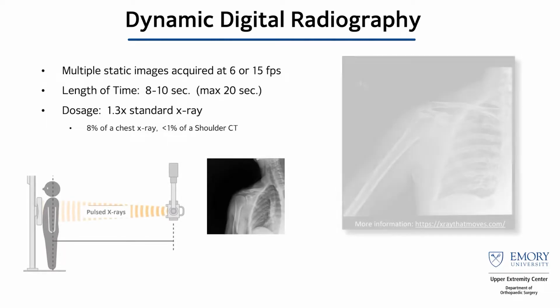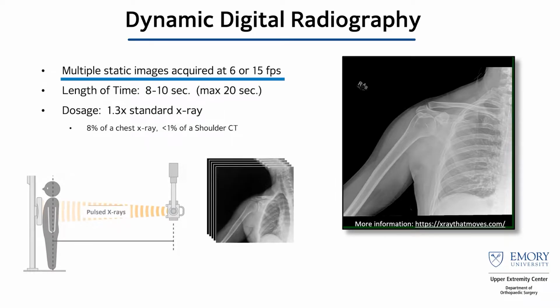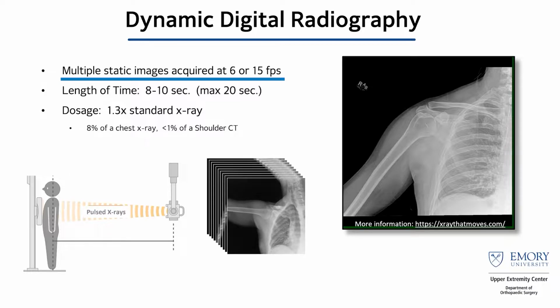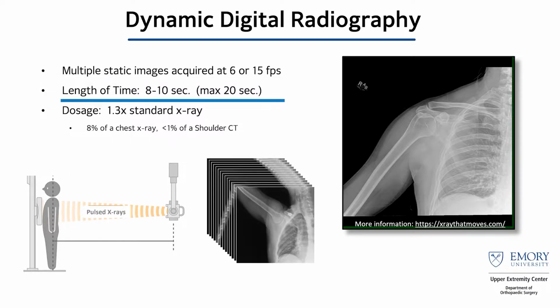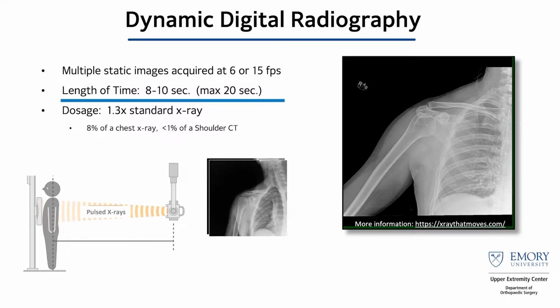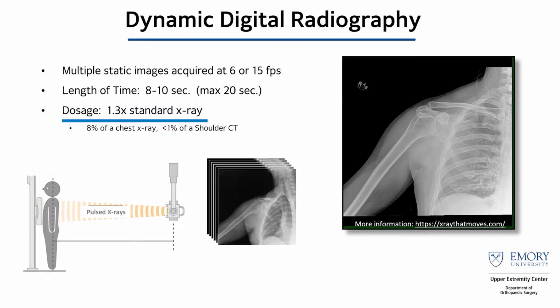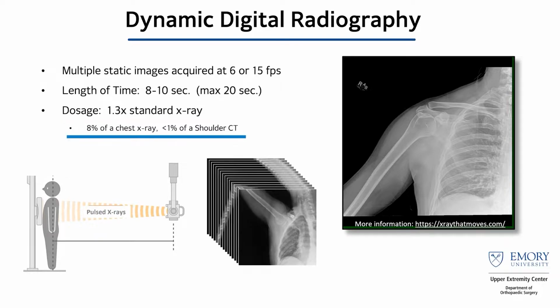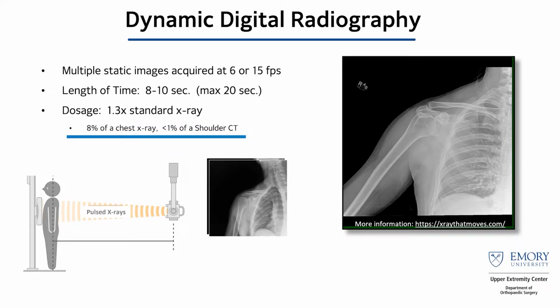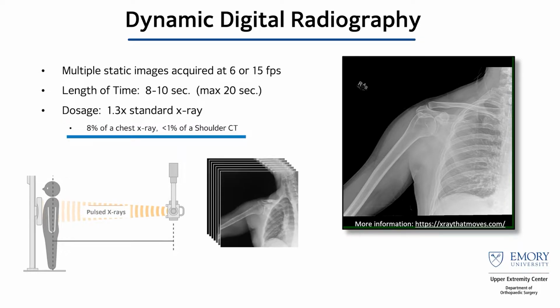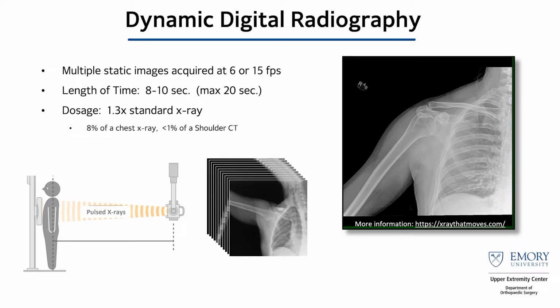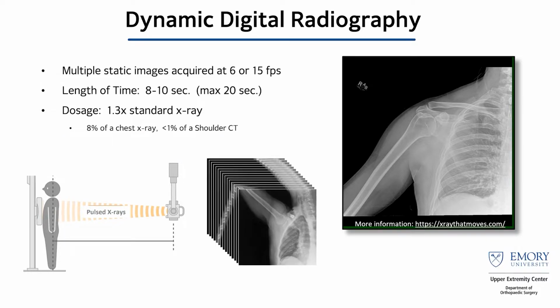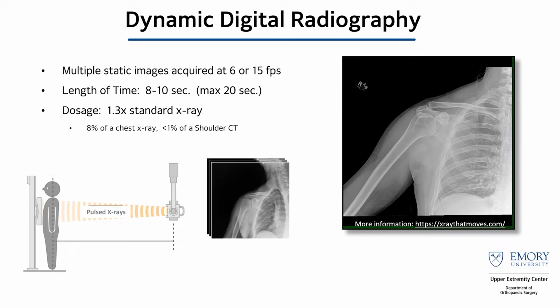DDR, so what is it? It's basically multiple static images acquired at either 6 or 15 frames per second. It's a length of time of approximately 8 to 10 seconds with an average dosage only about 1.3 times greater than the standard x-ray. I think that's important to realize. I mean, it's much less than a chest x-ray, much less than a shoulder CT. And thus, at least from a patient standpoint, it really doesn't pose much extra risk.